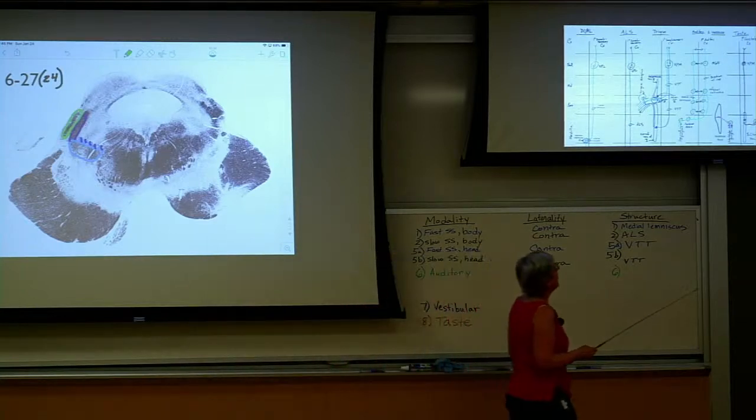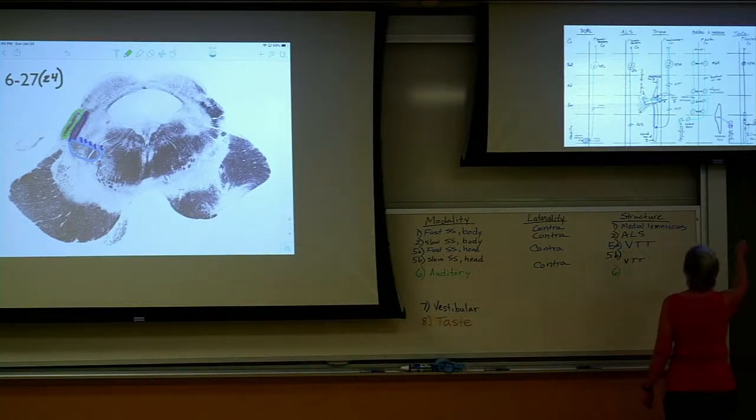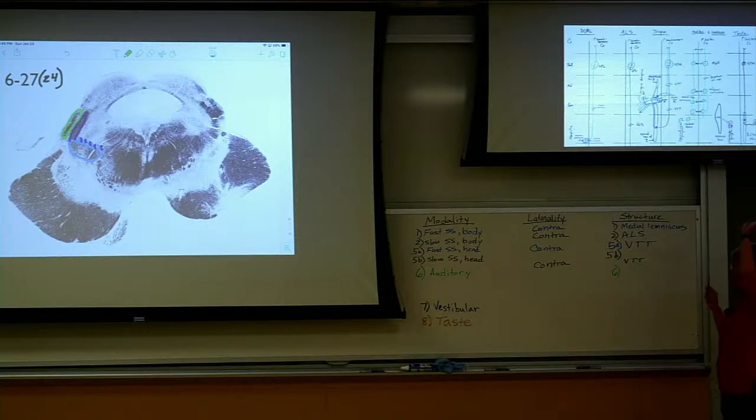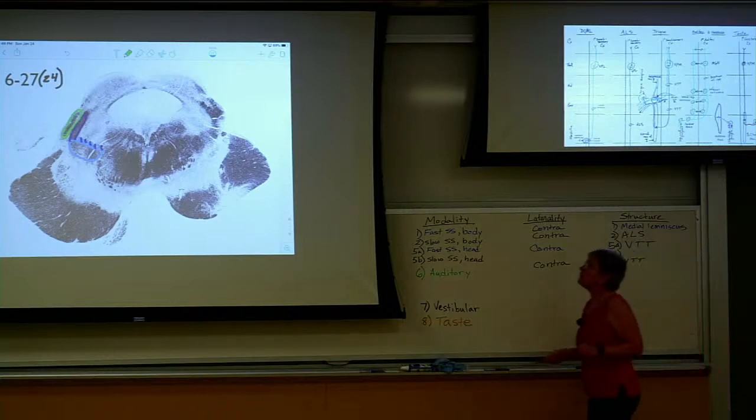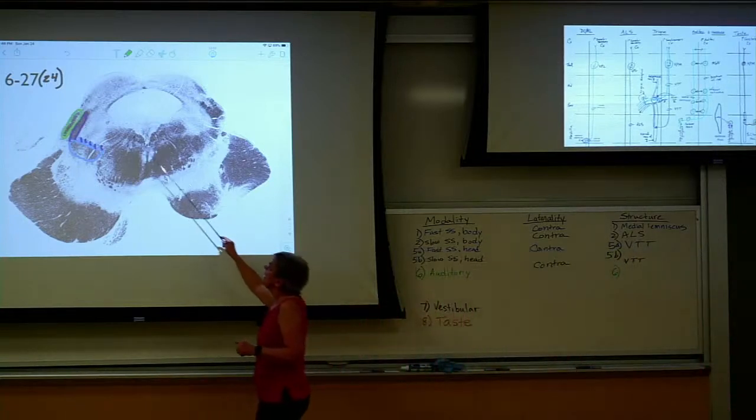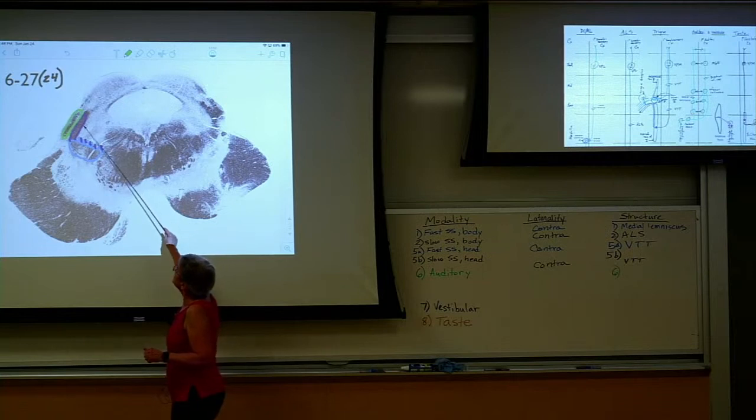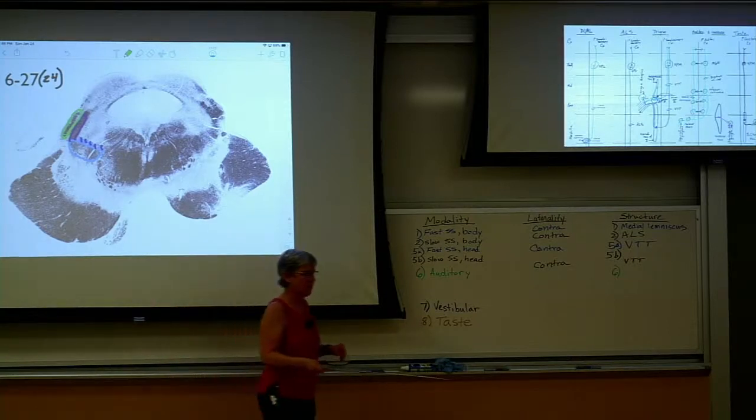All right, vestibular information and taste information has to get through here, but we aren't following those. But we do have a new structure for our auditory system, and that is the brachium of the inferior colliculus. And that is found right here, just lateral to the anterolateral system. So that can be a landmark for you.